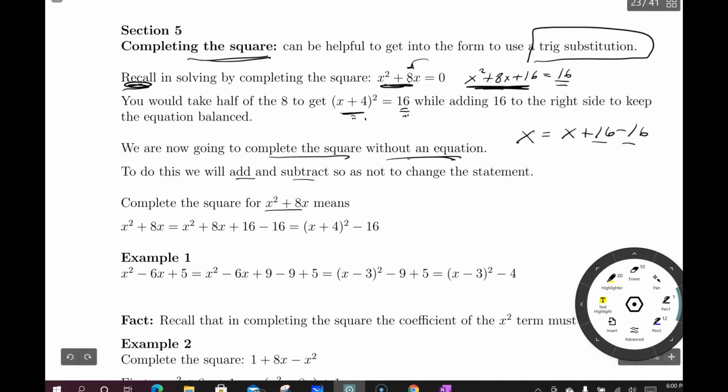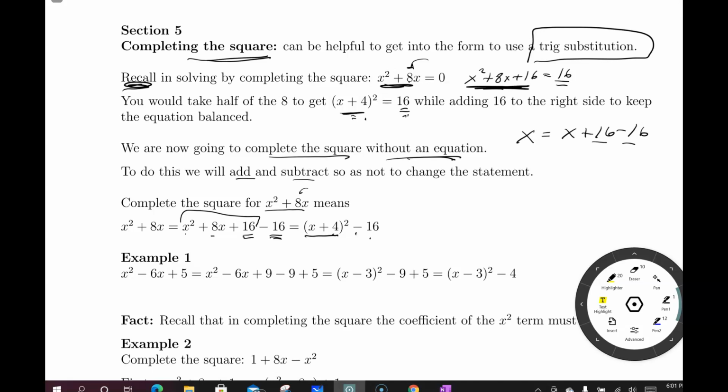Okay, so if I've got x squared plus 8x, no equation, and I want to complete the square, I take half of the 8. I'm going to add and subtract the 16. These 3 here make my complete square, right? (x plus 4) squared gives me x squared plus 8x plus 16. And this negative 16 just hangs on at the end.